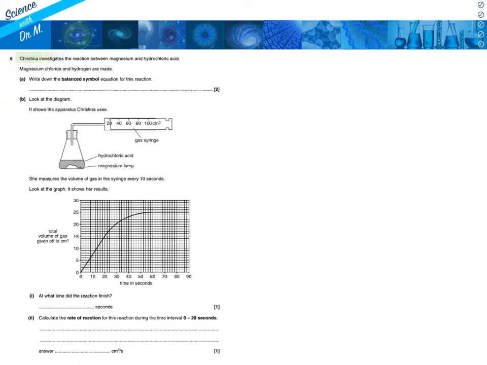Okay, Christina investigates the reaction between magnesium and hydrochloric acid. Magnesium chloride and hydrogen are made. Write down a balanced symbol equation for this reaction.